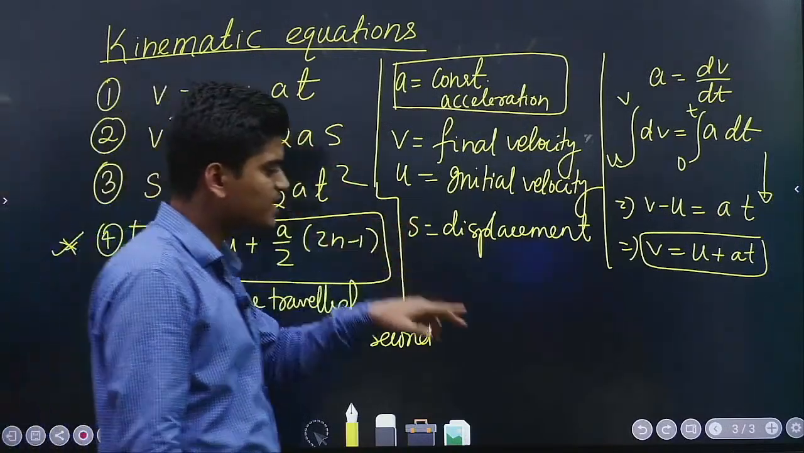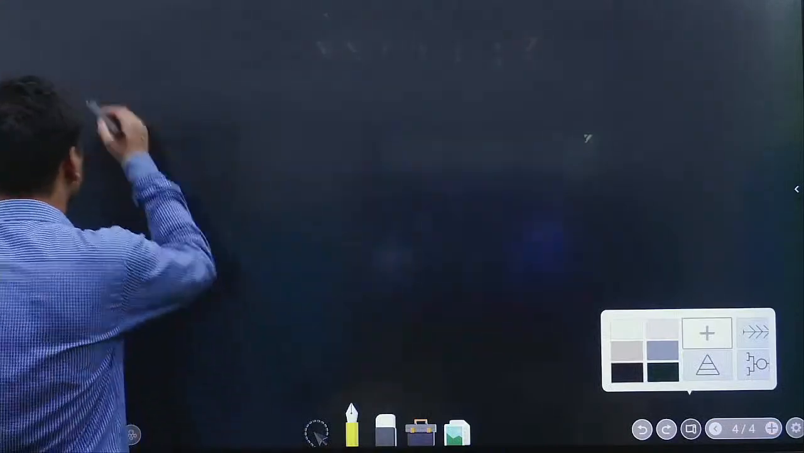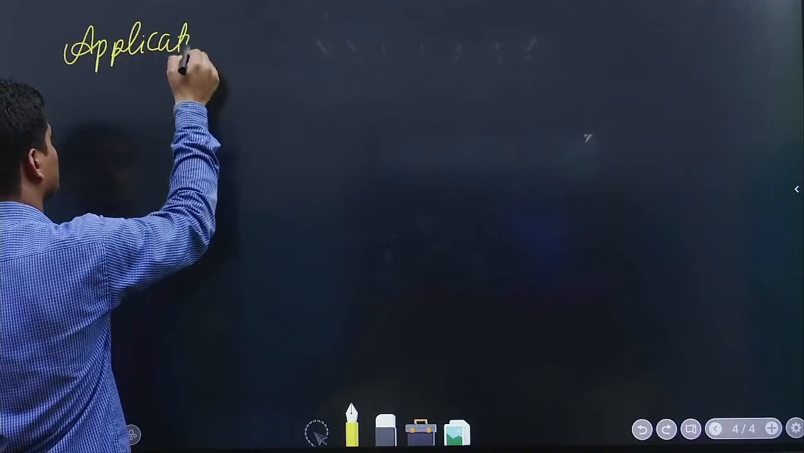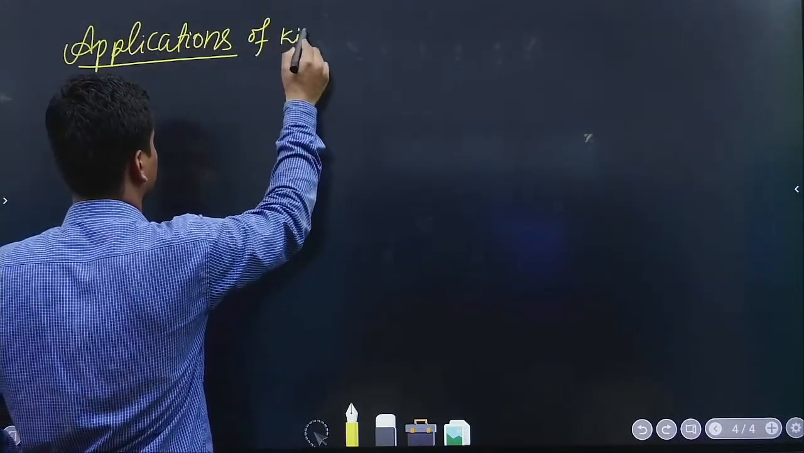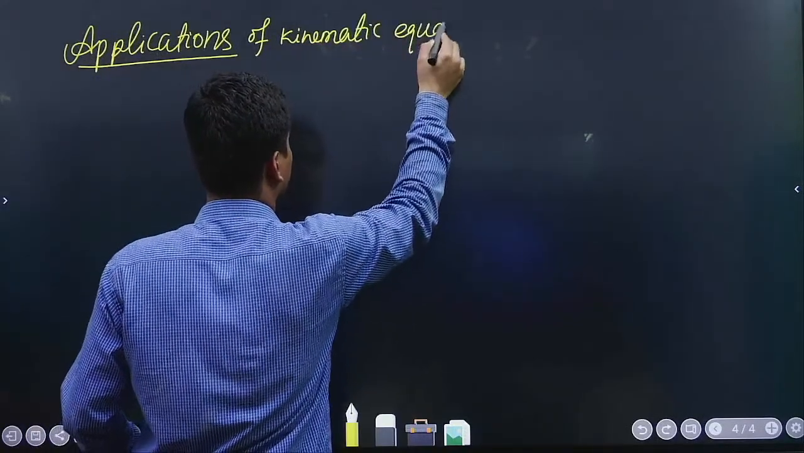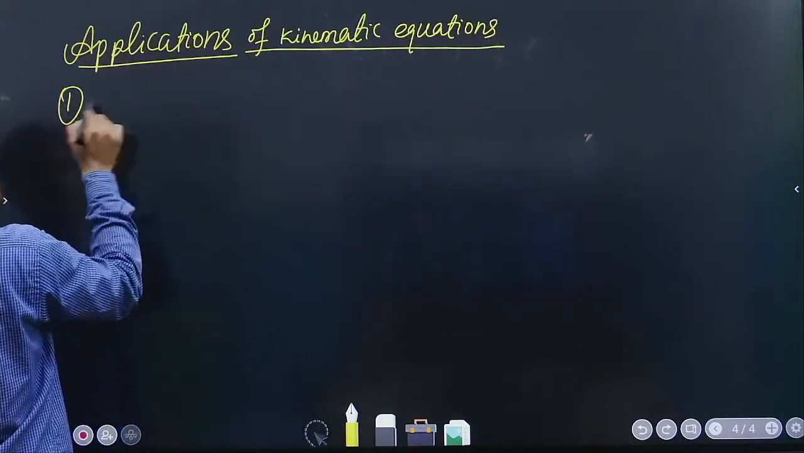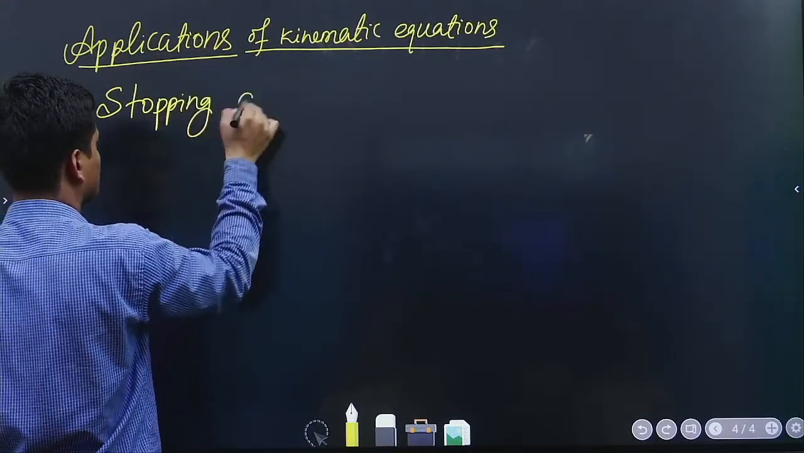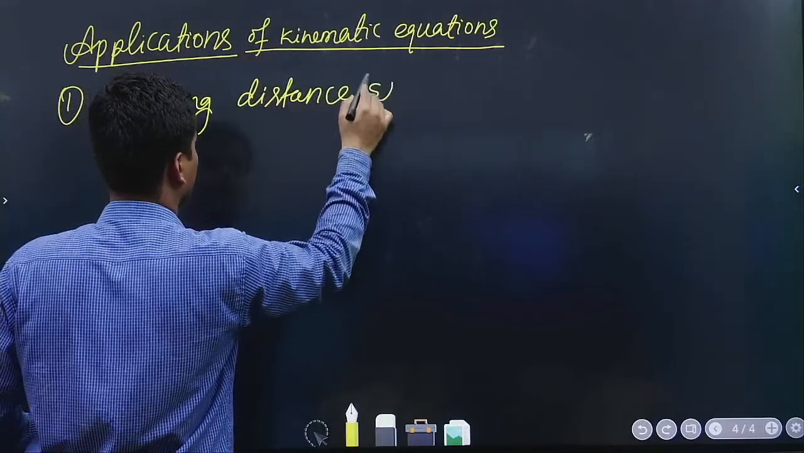Now, the first application we'll see for the kinematic equation. The first application problem, applications of kinematic equation. First understand, let me take a heading: stopping distance. So what is stopping distance? Let the symbol be S.